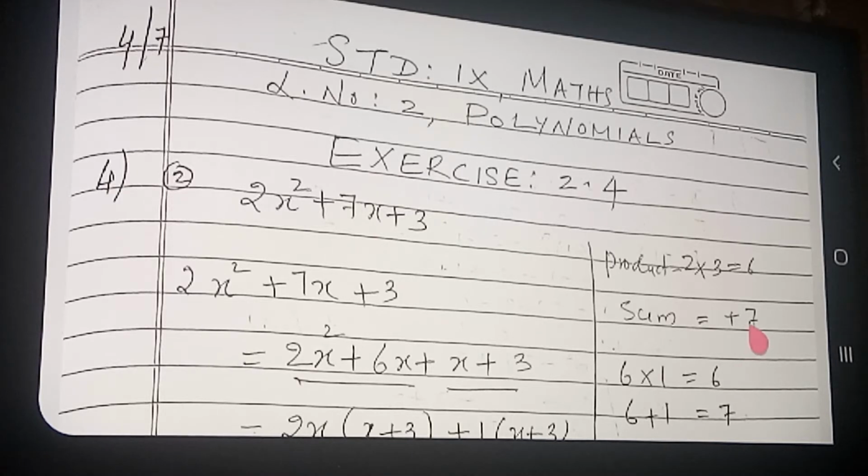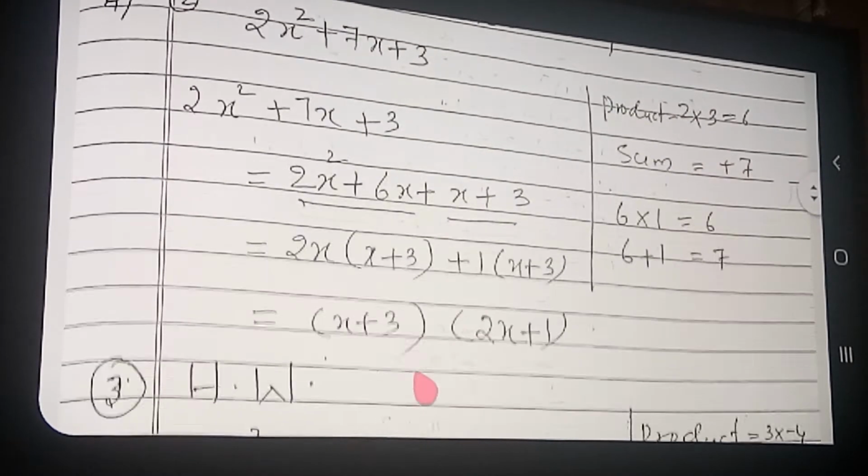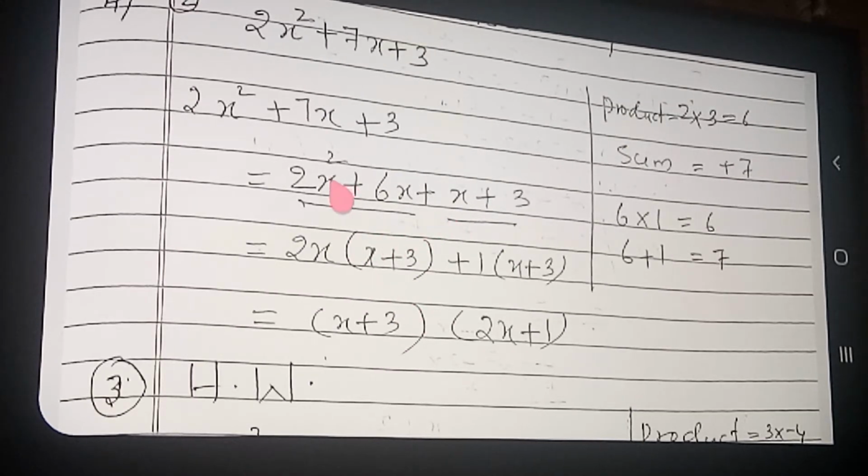Numbers such that the product is 6 and the sum is 7, which are they? 6 into 1 is 6, and 6 plus 1 is 7. So these are your numbers, 6 and 1. So split the middle term. This 7x I am going to split as 6x plus x. 6x plus x, how much coming? 7x. Clear? So I told you, first two terms take and next two terms take common outside.